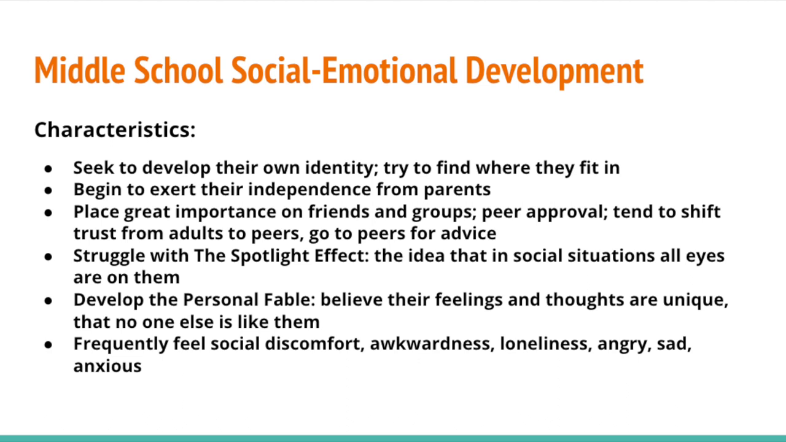They're starting to pull away a little bit, and they place great importance on friends and groups, peer approval, and they tend to shift trust from adults to peers and go to peers' advice. And we often see this. Students start looking to their own age group for all kinds of situations. They really put a lot of emphasis on how they appear in the eyes of their friends. And then they struggle with the spotlight effect, the idea that in a social situation, all eyes are on them. They can be very self-conscious all the time, fear of embarrassment, of messing up, of being ridiculed for something they do. And so they hold back a lot of times and won't step out because they don't want to get put in the spotlight.